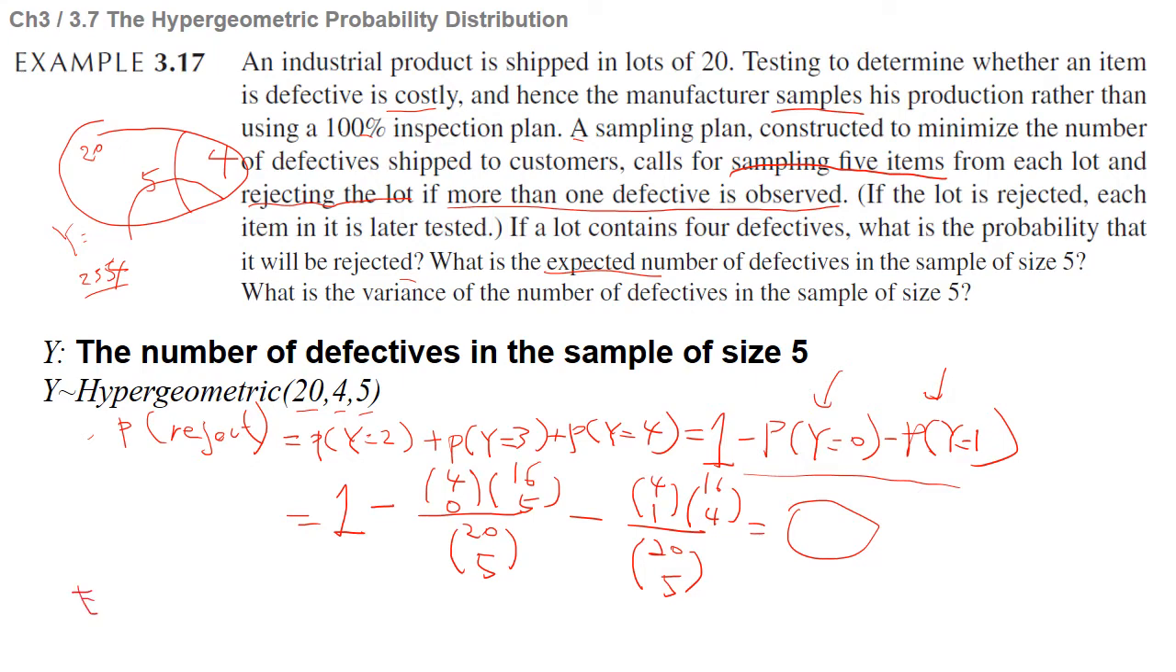And for the expected value of Y and the variance of Y, you can use the formulas that you learned in the previous lecture last week. The formula for E(Y) is nr over N, where N is 20, we are sampling 5, and there are 4 defectives, which gives 1. And for the variance, refer to the formula, and then you can calculate this one as well.